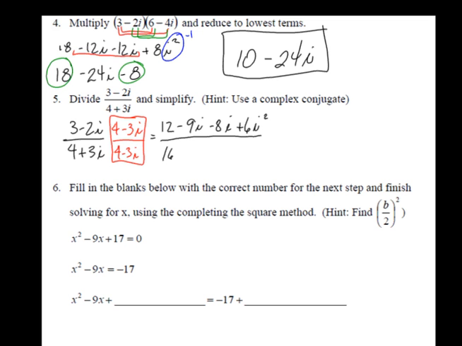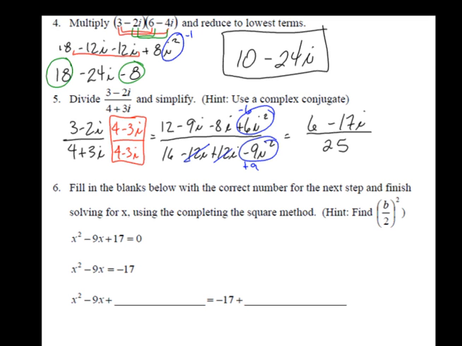16 minus 12i plus 12i minus 9i squared. And then we simplify the top and the bottom. Remember, this one right here actually becomes a -6. So I have 6 minus 17i over... These two cancel, and this one here becomes a plus 9. 16 plus 9 is 25. And there's our final answer.